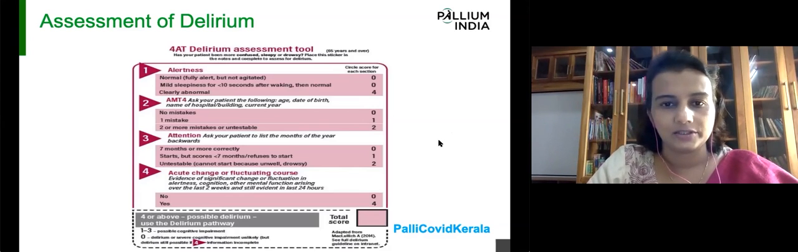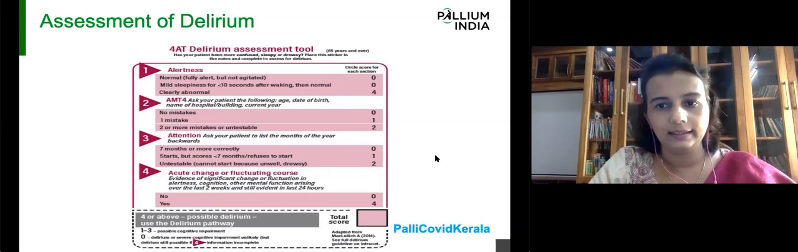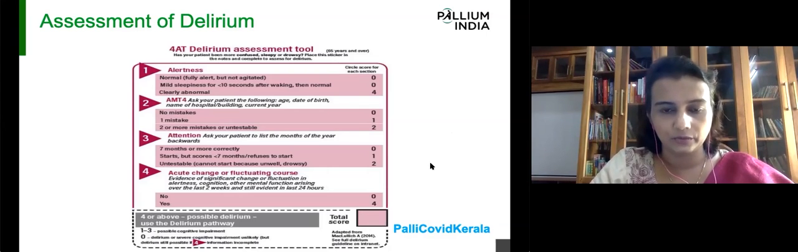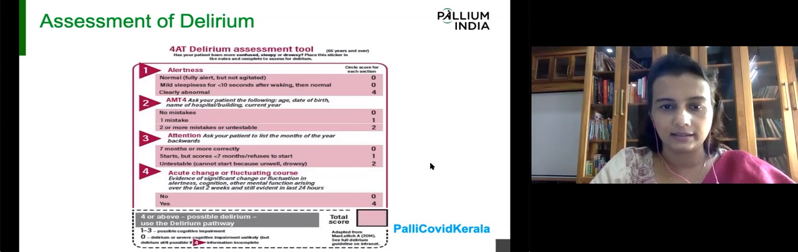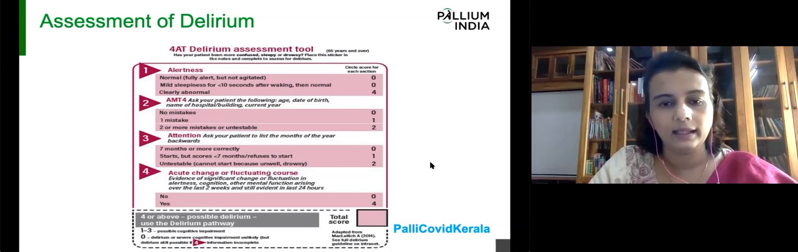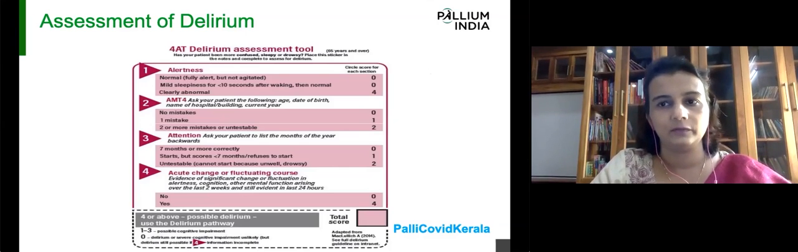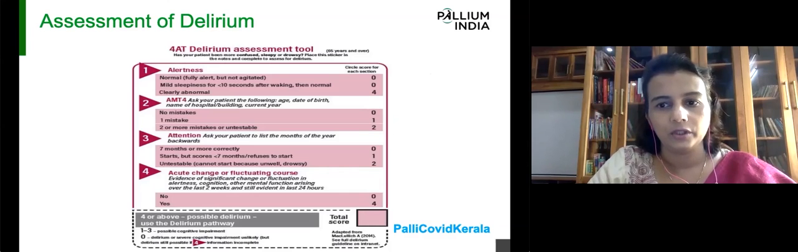The third one is attention, where you ask the patient to list the months of the year backwards. If they're able to say 7 months or more correctly, then they don't score anything, they score a 0. If they start to say the months but score less than 7 months, or they refuse to start saying the months, give a score of 1. And if they're untestable, they cannot start because they're unwell, they have a score of 2.